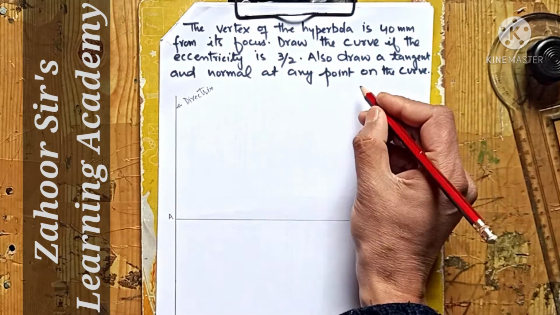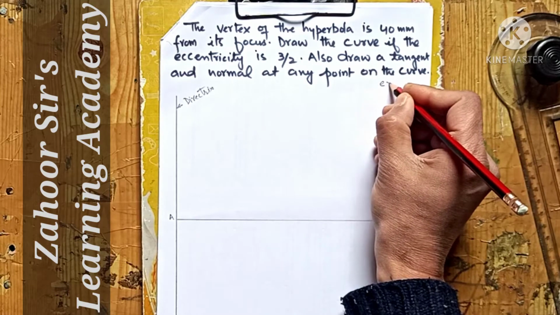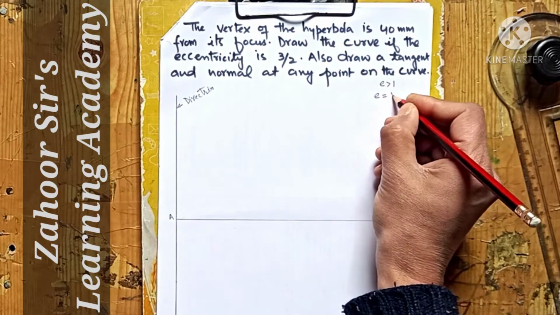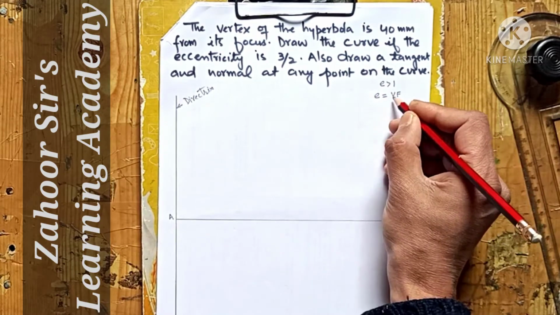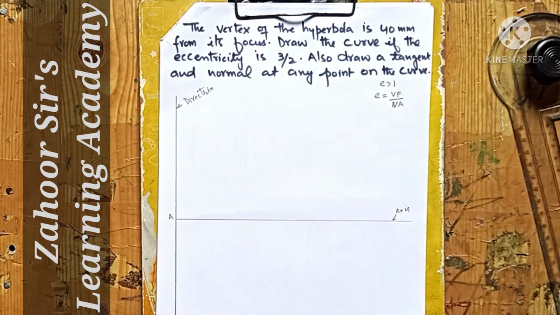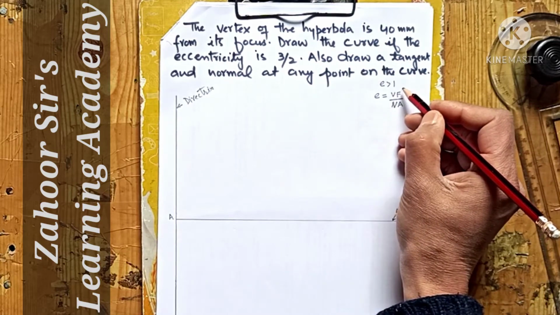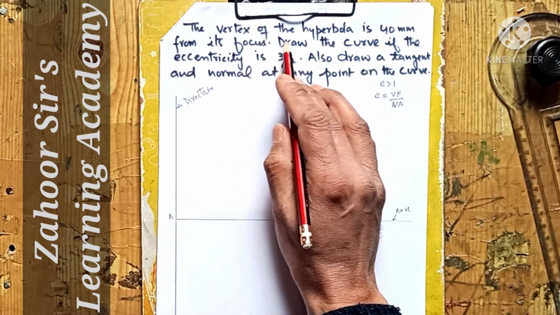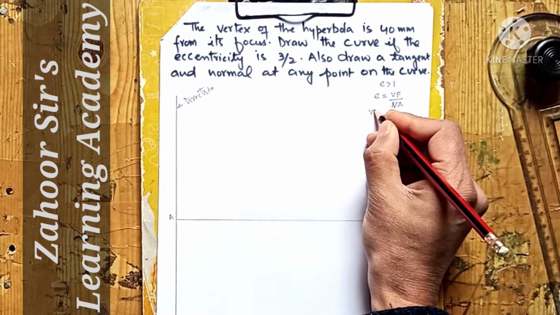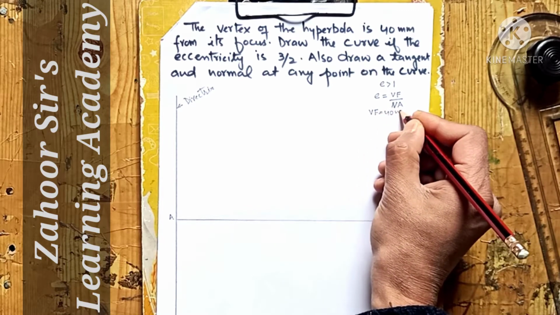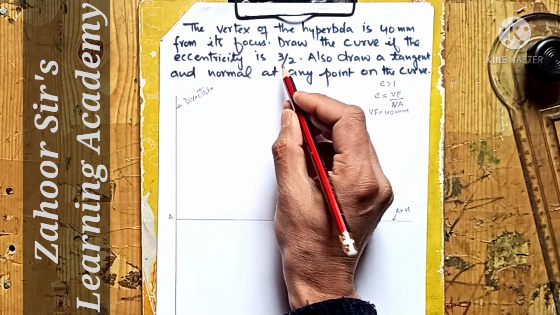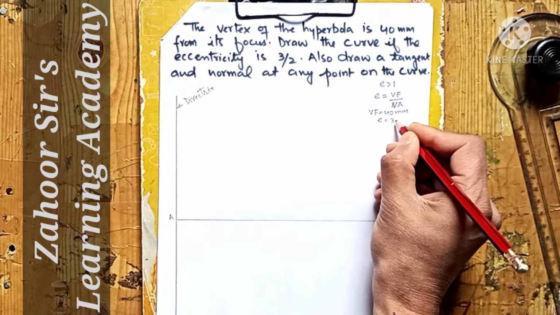In case of hyperbola, you should remember that the eccentricity of a hyperbola is always greater than 1. And the eccentricity is equal to the distance from the focus to the vertex divided by the distance from the vertex to the Directrix, VF by VA. In this case, the distance from the vertex to the focus is given, VF is 40 mm, and the eccentricity E is equal to 3/2.